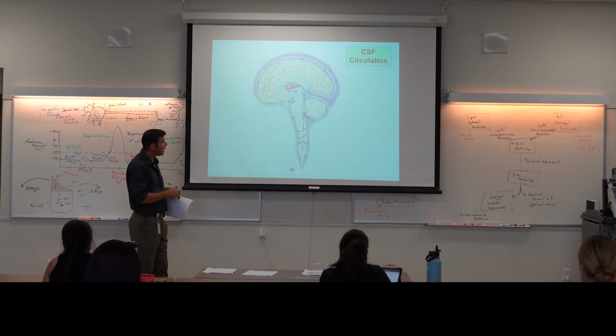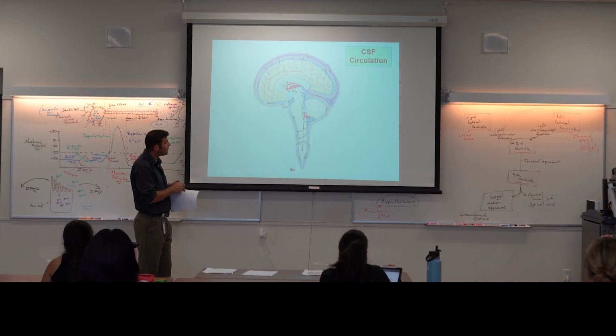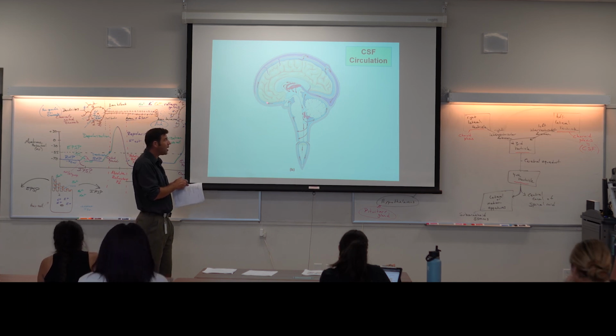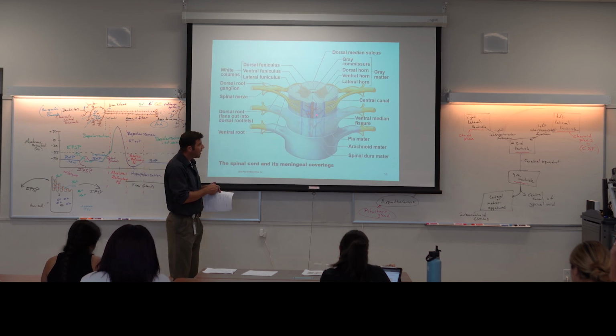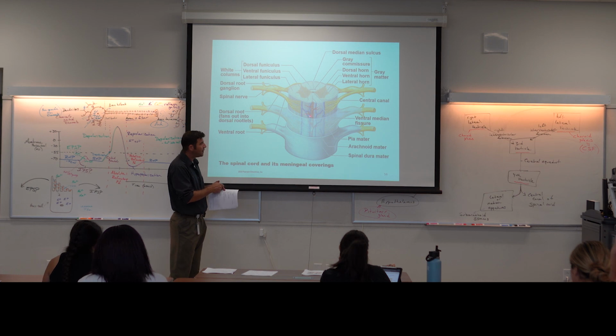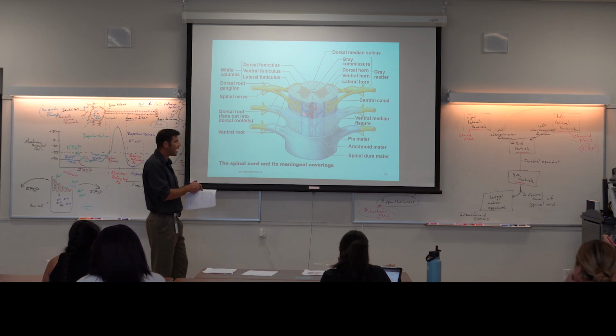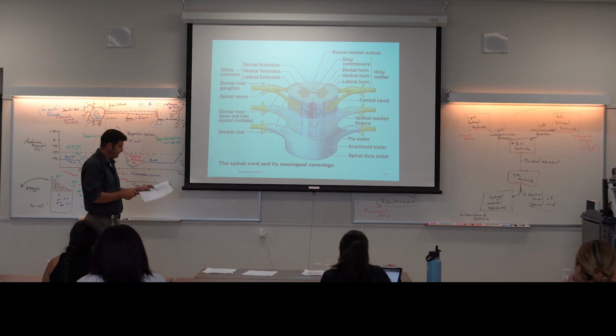If I go back to this slide, we said that the fluid here, this cerebral spinal fluid, fills up the subarachnoid spaces. So it's between the pia mater and the arachnoid mater. Going back to this slide, that cerebral spinal fluid would be in this space right here, between the pia mater and that arachnoid mater, in this subarachnoid space. All right.